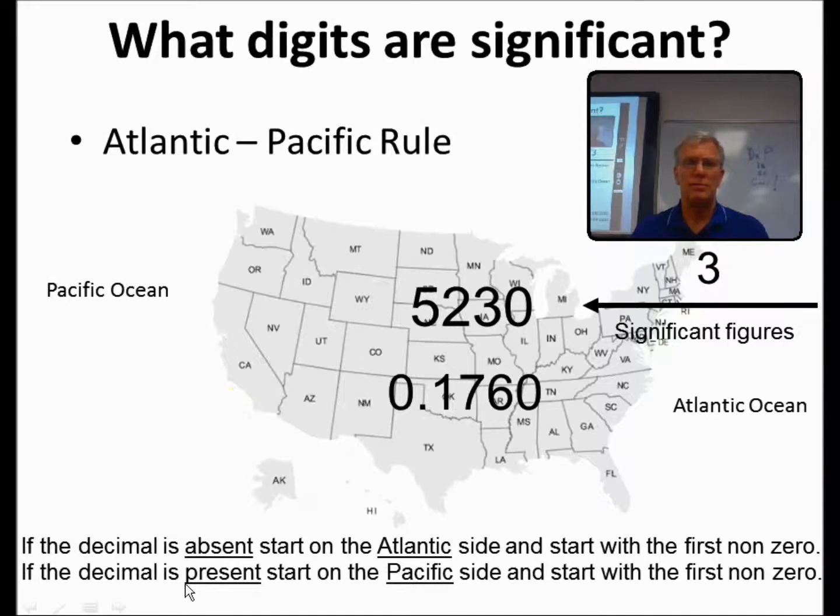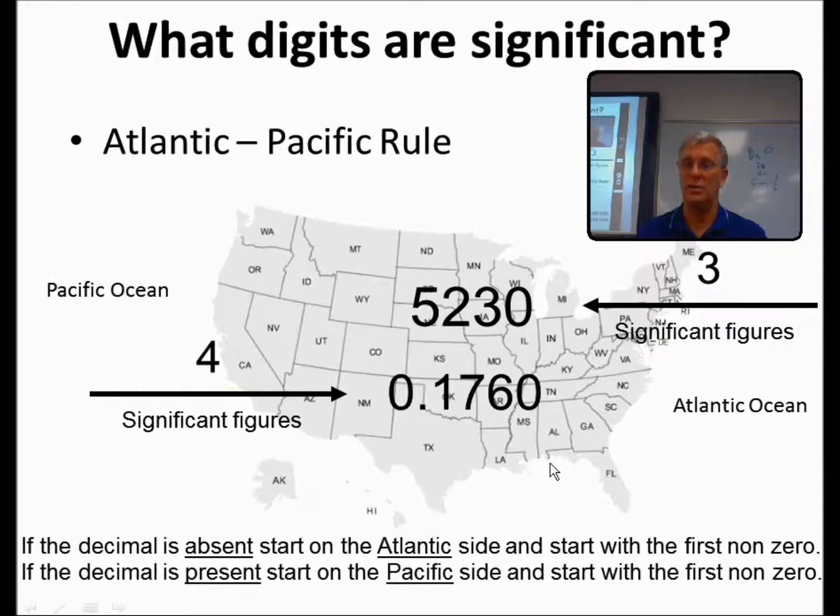If the decimal is present, then we're going to start on the Pacific side, present Pacific, and again we're going to start counting with the first non-zero. That doesn't count, but then we're going to count every number after that. 1, 2, 3, 4. This number would have 4 significant figures.